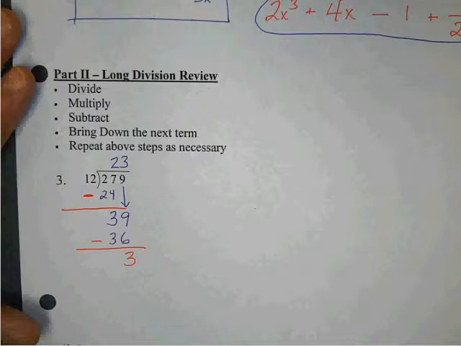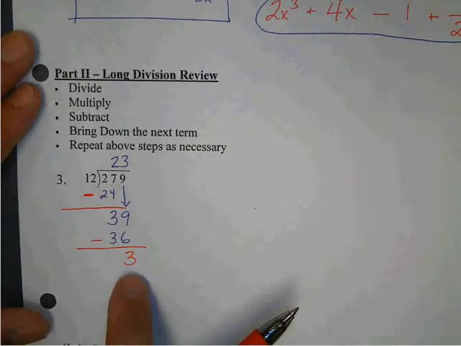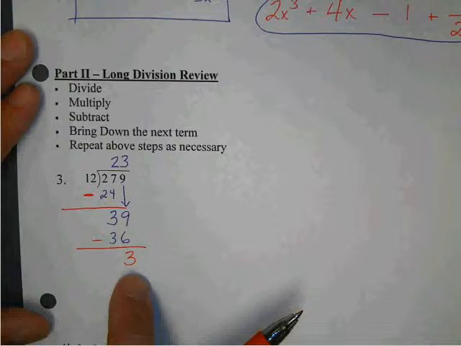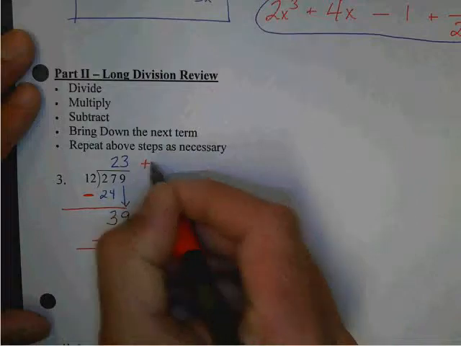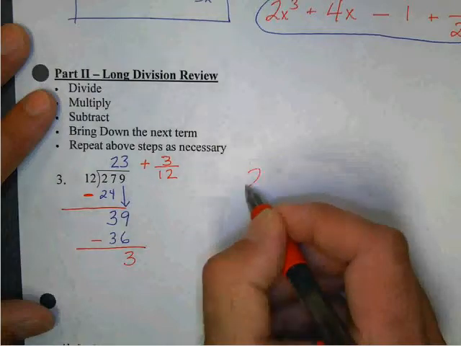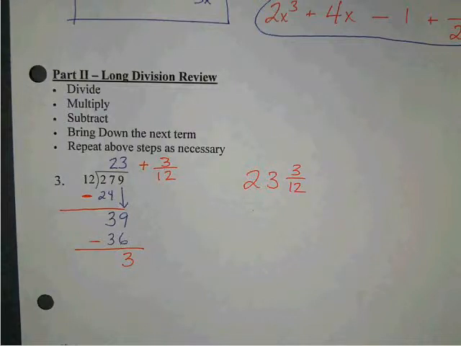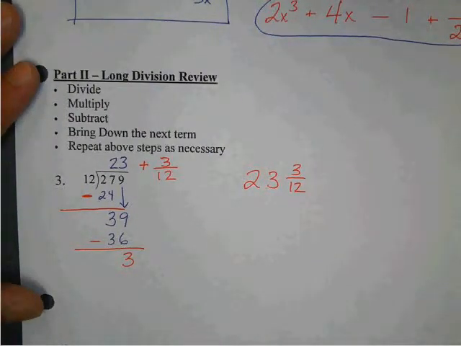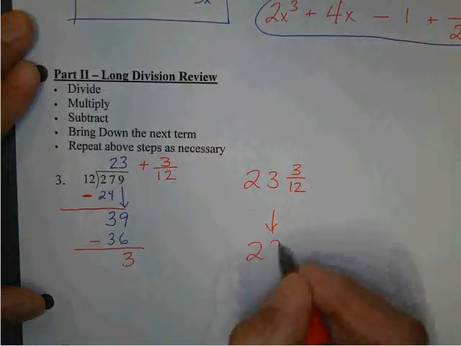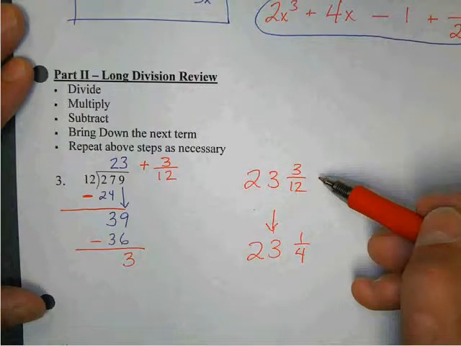There's nothing else to bring down. Is there anything else up there? Okay. So what did we call this 3? A remainder. Is that a plus 3 or a minus 3? It's a plus 3. So we say plus 3 over 12. Would you agree that the answer is 23 and 3/12? Now, can 3/12 be simplified as a fraction? So 23 and 1/4. Will it always be able to be simplified? No.